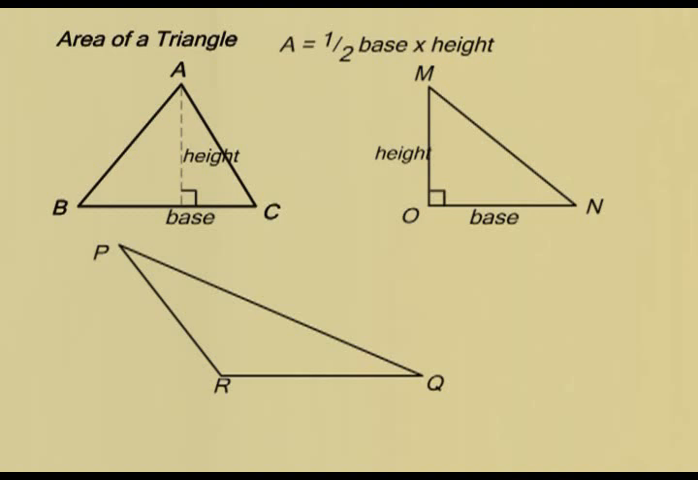In certain cases, the height is outside the triangle. For instance, if you chose QR to be the base, then the height is here. Notice that the base remains the length QR and does not include the extended part. If you chose PR to be the base, this is the height. If you chose PQ, then the height is this length. In fact, the correct name is perpendicular height.